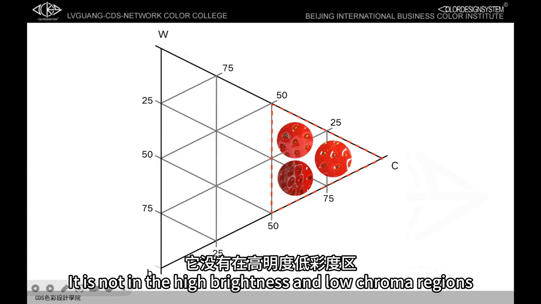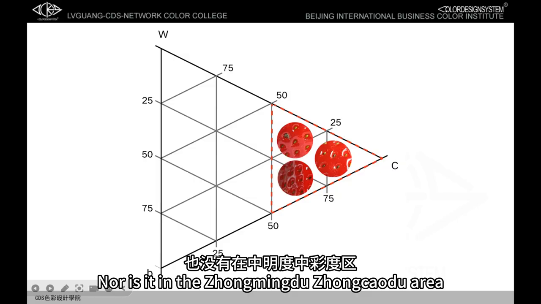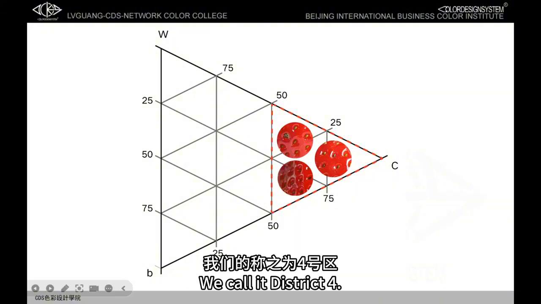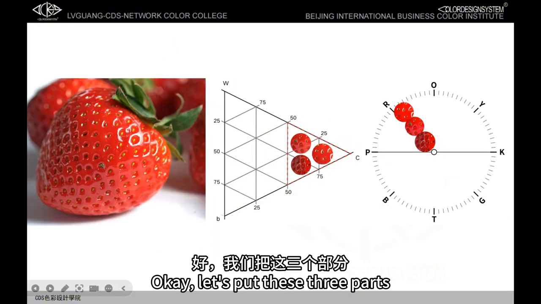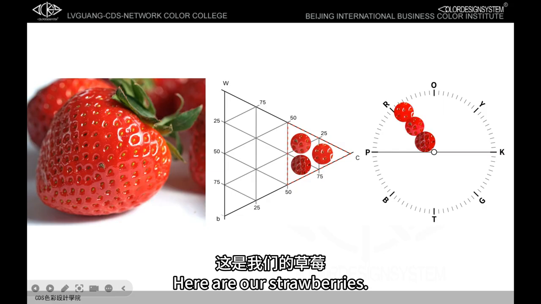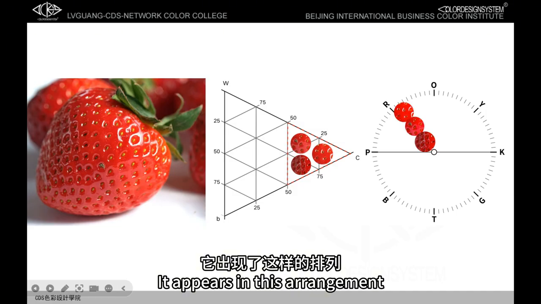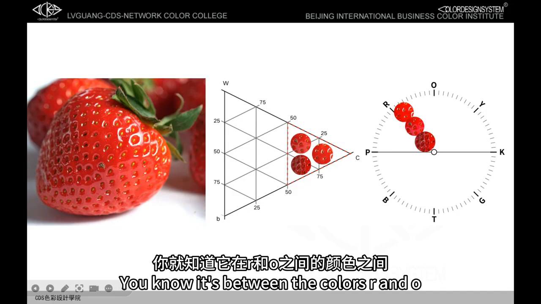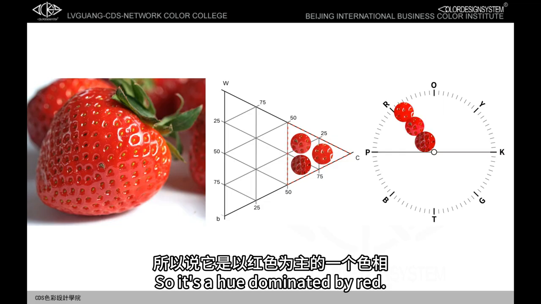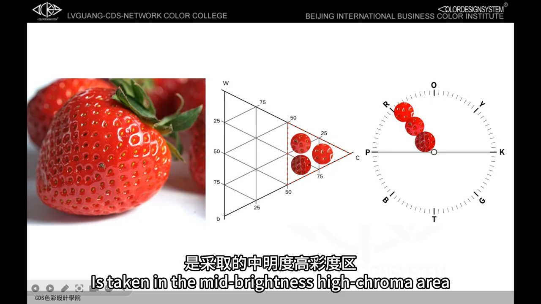It is not in the high brightness and low chroma region, nor in the low brightness and low chroma region, nor in the medium brightness medium chroma area. It comes out of this region, which we call Area 4. Okay, let's put the 3 photos together and take a look. Here are our strawberries. In the hue, it appears in this arrangement, between the colors R and O, close to R, so it's a hue dominated by red. But in the region of color, it is taken in the mid-brightness high chroma area.